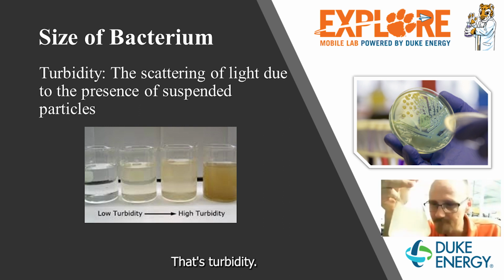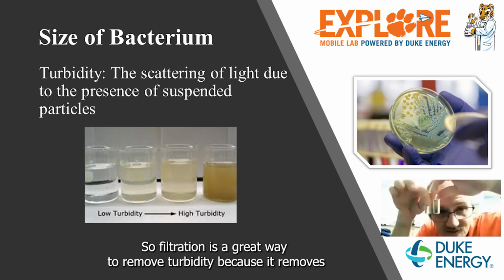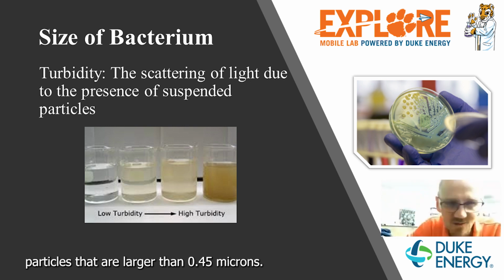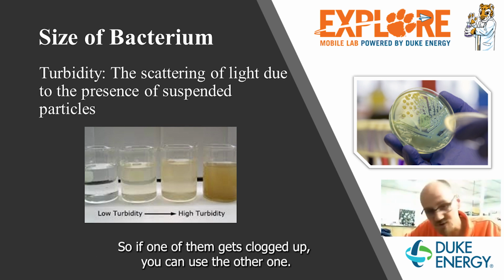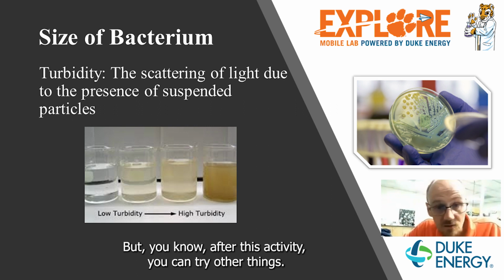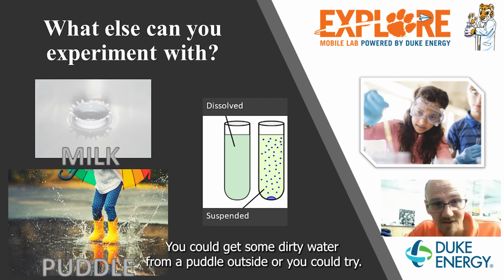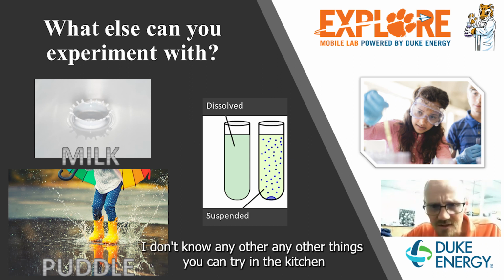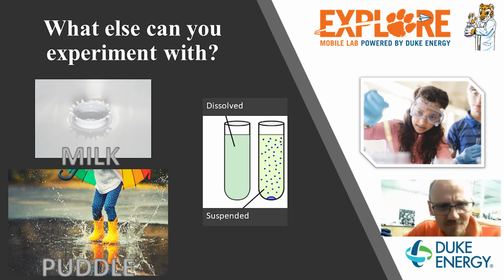That's turbidity. So filtration is a great way to remove turbidity because it removes particles that are larger than 0.45 micron. You have 2 filters, so if one of them gets clogged up, you can use the other one. But after this activity, you can try other things. You could get some dirty water from a puddle outside, or you could try, I don't know, any other things in the kitchen, stuff that you might be able to filter out.